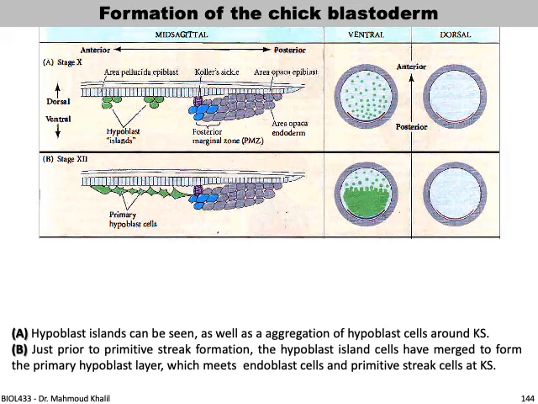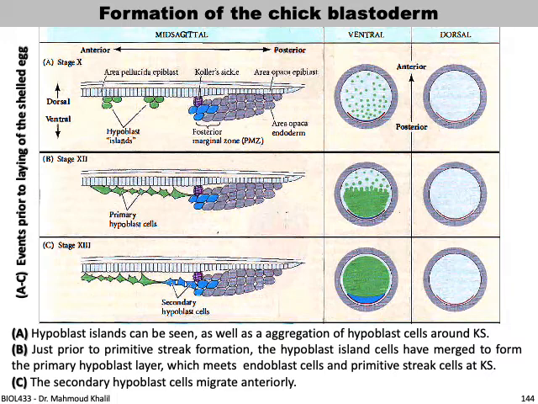You can see here that hypoplasts start to extend, forming a layer and getting connected to the posterior marginal zone. So just prior to primitive streak formation, the hypoplast islands have merged to form the primary hypoplast layer, which meets the endoplast cells and the primitive cells at the KS. You can see this hypoplast represented in the figures on the right by the green dots. Initially it was islands, then from the posterior a sheet of cells starts to form and migrates to form a complete sheet at the anterior.